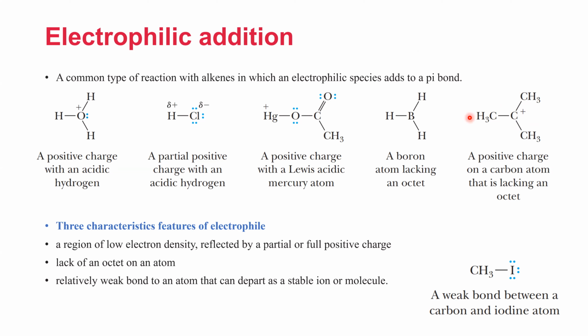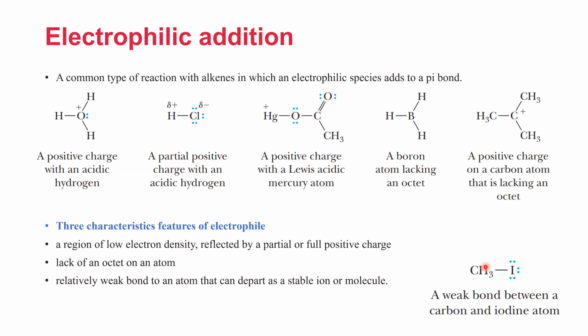So these two are the examples when the atom is deficient to complete its octet, and these are when it is getting the positive and the negative charge. A third characteristic is when there is a kind of bonding which is weak to an atom, and they can easily depart as a stable ion or a molecule, right?